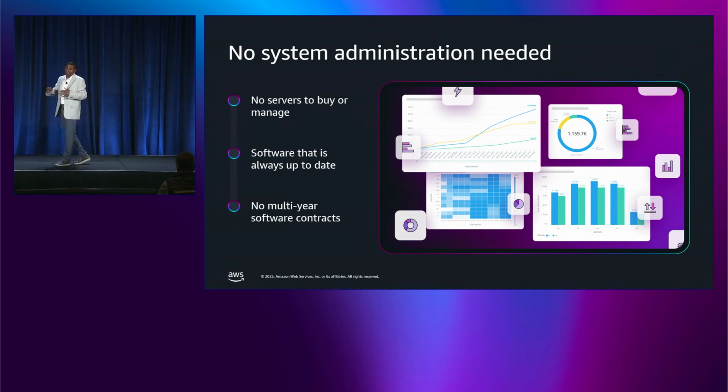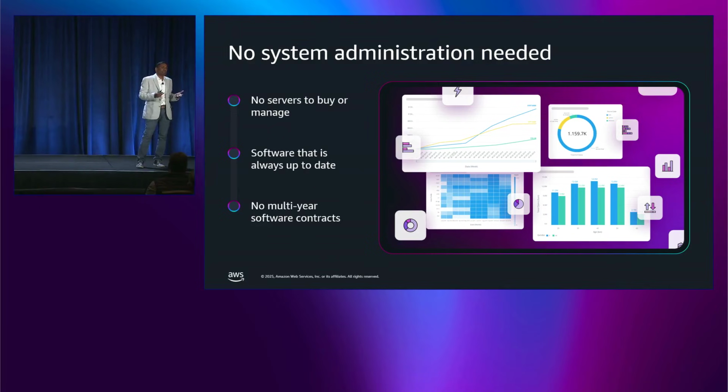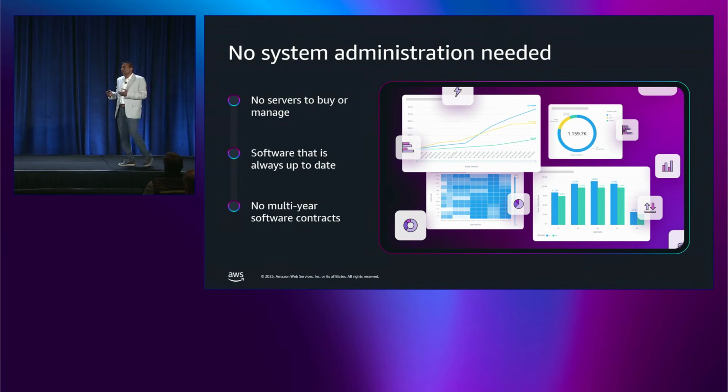QuickSight and QuickSuite are built as a cloud-native, serverless architecture, which means that you don't have to manage or host any servers. You don't have to deal with hardware upgrades, OS patches, or software upgrades. And with our pay-per-use flexible pricing, you are not tied to any multi-year software contracts either.